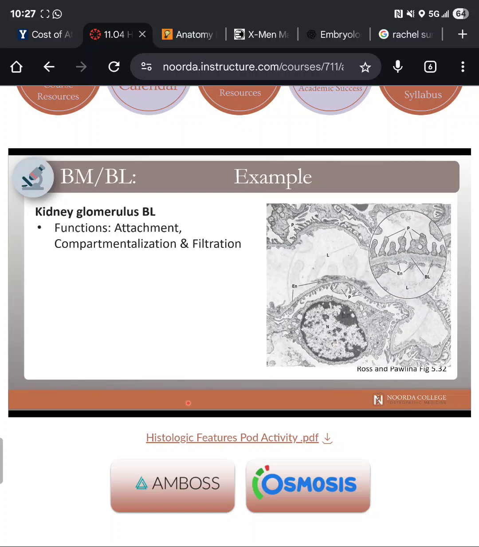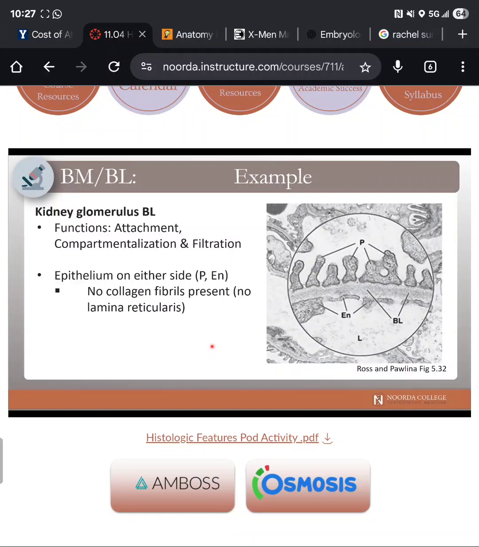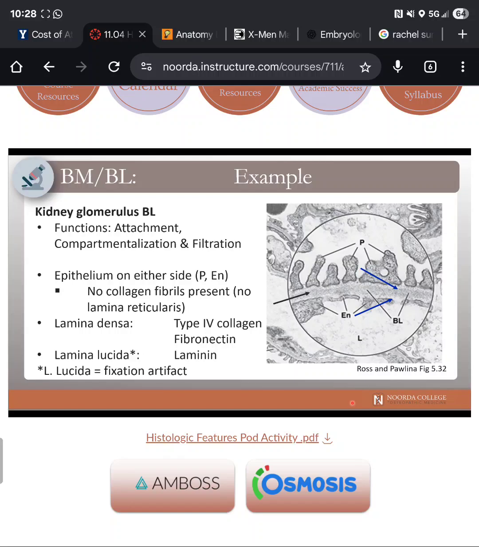At higher power, you have your podocyte foot processes, basement membrane, and endothelial cell. Notice that there are no collagen fibrils or no lamina reticularis. The dark line in the center is called the lamina densa, which is comprised of type 4 collagen and fibronectin, whereas the lamina lucida, which are the lighter staining areas on either side, is comprised of laminin. Keep in mind that the lamina lucida is suggested to be a fixation artifact, and that's why it's lighter in color, but do know the compositions are very distinct between the lamina densa and the lamina lucida.